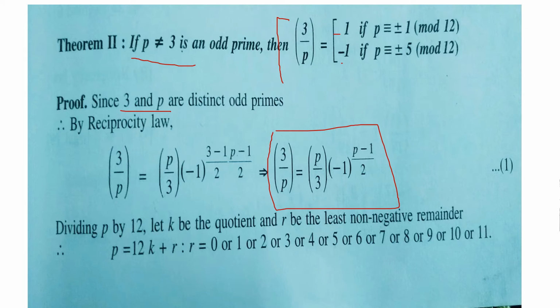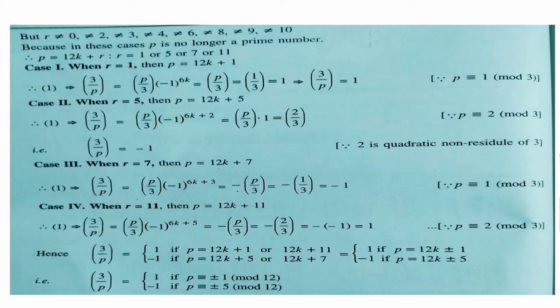Now if we divide p by 12, we have different choices for the remainder r: 0, 1, 2, 3, 4, 5, 6, 7, 8, 9, 10, 11. As p is a prime number, we can't take r equal to 0, 2, 3 and so on, so these values are rejected. Only these values are left: r is equal to 1, 5, 7, 11.